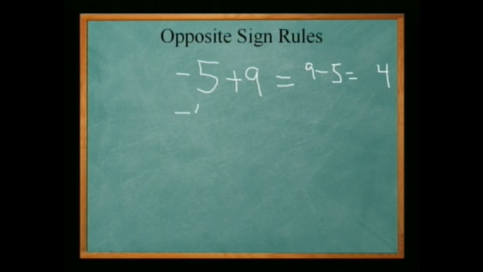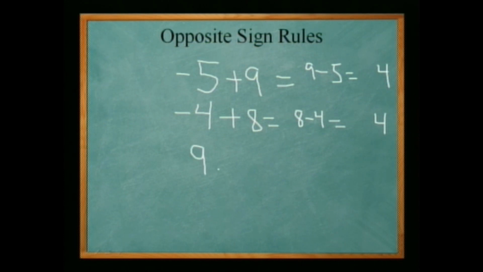Now if I do negative 4 plus 8, I'll take the larger number 8, take away the smaller, 4. 8 minus 4 is 4, and the sign of the larger number, which is positive 8, so the answer is going to be positive 4.